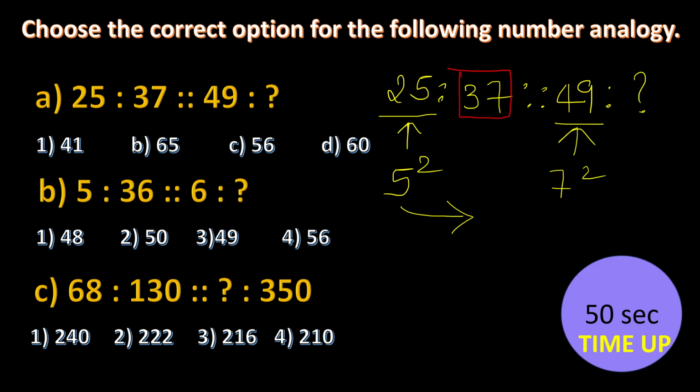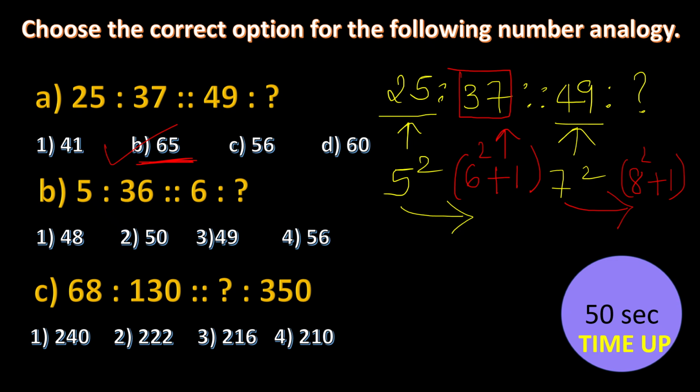So what's the logic here? They have done 6 square plus 1, which will give you 37. 6 square is 36, plus 1 they have added, which will give you 37. So you got the logic now. Same logic you need to apply here. So after 7, what will come? 8 will come. So 8 square is what? 64. Plus 1 you need to add. So 64 plus 1 will give you what? 65. So answer is 65. B is the correct option.